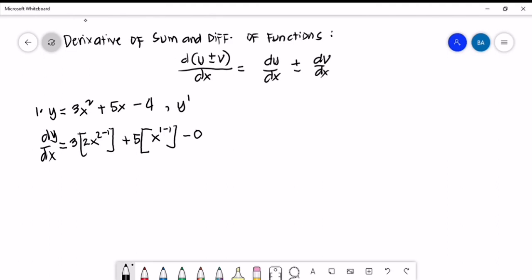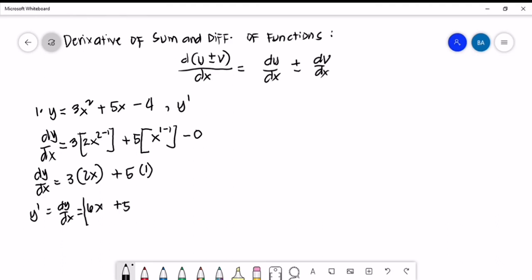So overall, if we are going to find our dy/dx, we can say that this is 3 times 2x, because 2 minus 1 is 1, plus 5x raised to 0. We know that any variable raised to 0 is automatically equal to 1. So overall, our y prime, or dy/dx, is equal to 6x plus 5. This is our answer now.